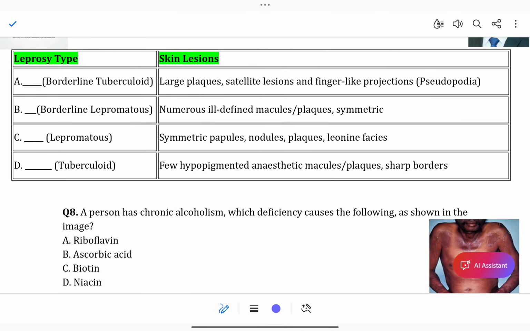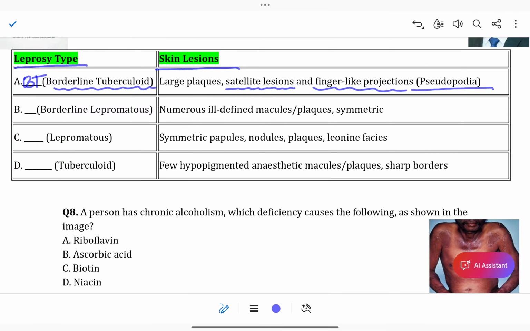This is all about the explanation: leprosy type and skin lesion. Borderline tuberculoid, that is BT. What is BT? Borderline tuberculoid: large plaques, satellite lesions. Yes, there is a satellite lesion in this definition. And finger-like projections, that is pseudopodia.